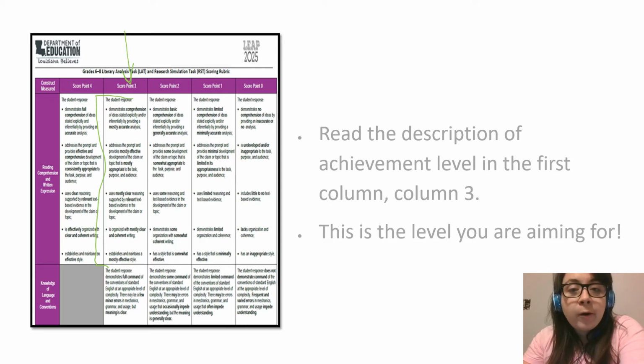So that mostly accurate means that it's okay if it's a little off, because for the most part, the analysis is correct, okay, that you're catching on to what the author is trying to say. The next one, it says addresses the prompt and provides mostly effective development of the claim or topic that is mostly appropriate to the task, purpose, and audience.